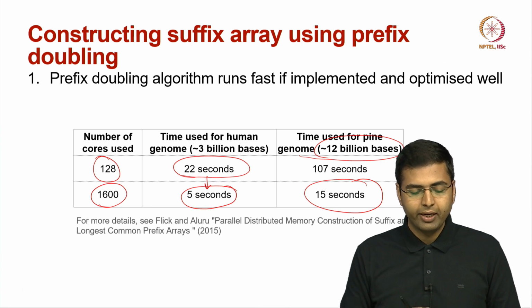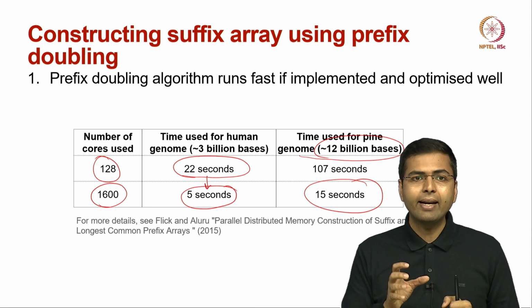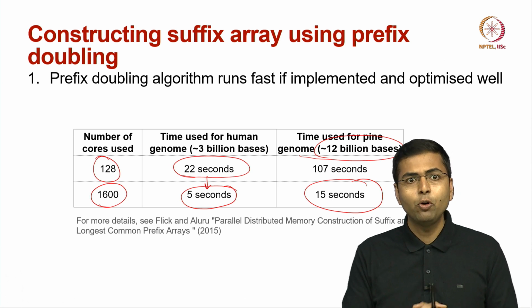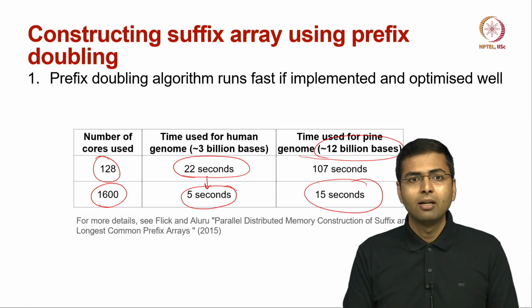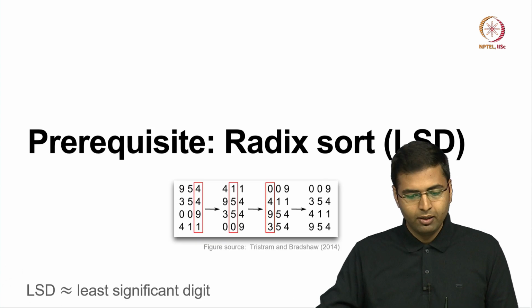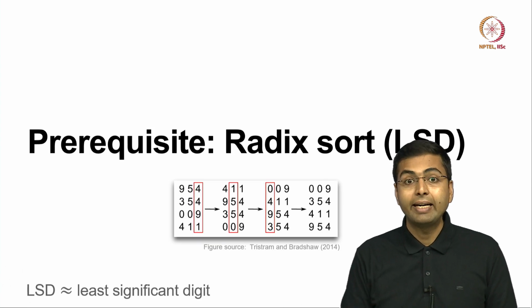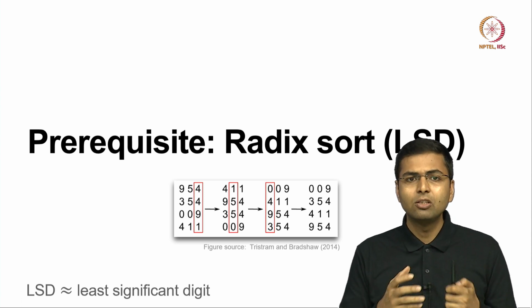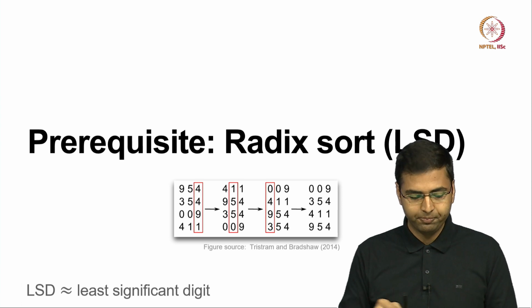So, the plan is that we will look at the prefix doubling algorithm in the next lecture. For this lecture we are going to cover a prerequisite algorithm that is part of the prefix doubling algorithm, that is the radix sort. Some of you may already be familiar with the radix sort algorithm and how it works, but we will just do a recall of this algorithm.